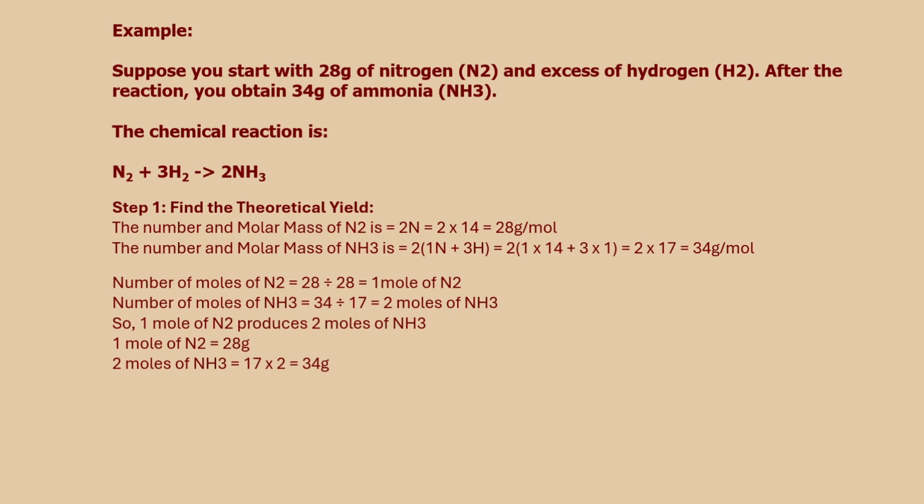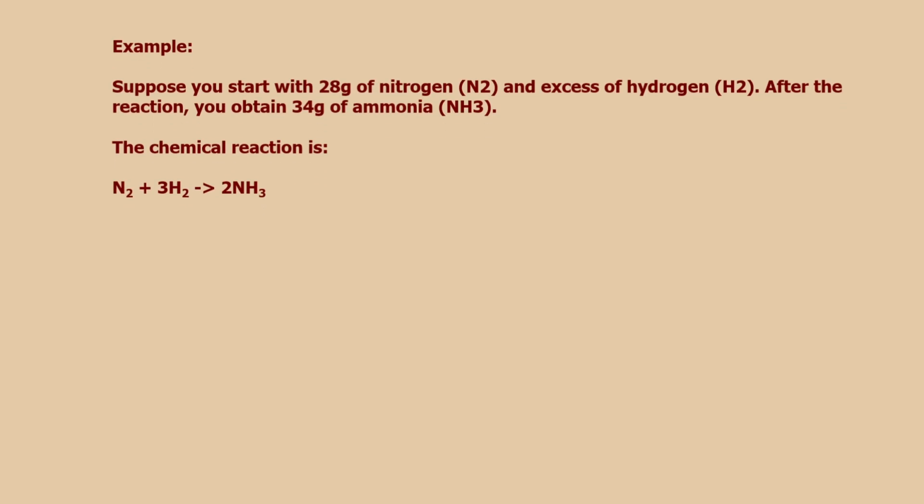Number of moles of nitrogen N2 is equal to 28 divided by 28, which is 1 mole of nitrogen. Number of moles of NH3 is equal to 34 divided by 17, which is 2 moles of NH3. So 1 mole of nitrogen N2 produces 2 moles of NH3. 1 mole of N2 is equal to 28 grams. 2 moles of NH3 is equal to 17 times 2, which is 34 grams.